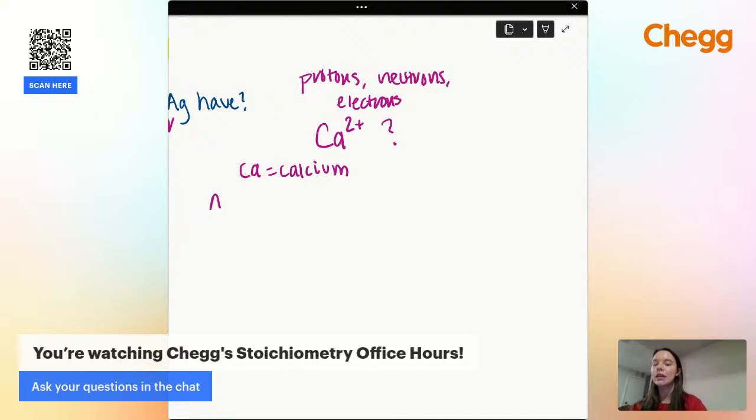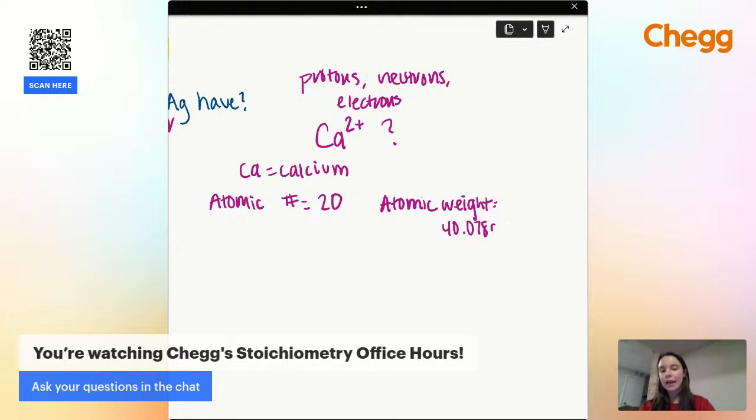Okay, so our atomic number of calcium equals 20. Our atomic weight of calcium is that number with the decimal points. Atomic weight is 40.078 AMUs. So we have our atomic number, atomic weight. For protons, if you said 20 protons, absolutely correct. Protons always equals atomic number. So if you said 20, give yourself a pat on the back.